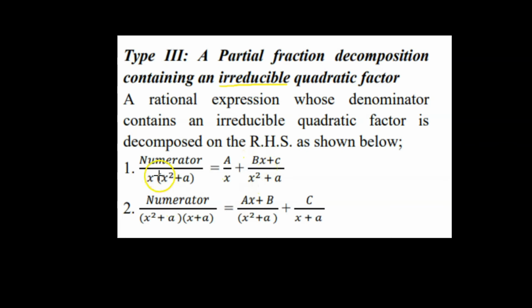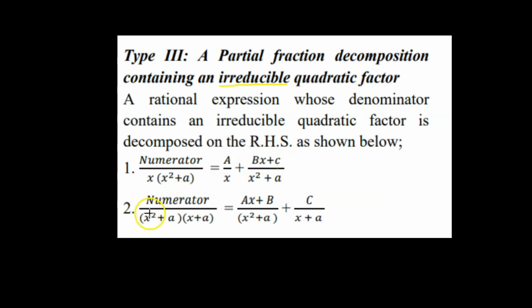So in this scenario, because we had one factor as linear and the other as x squared plus a, which is an irreducible quadratic factor, we first had to write the partial fraction for the linear factor, which is a over x, and then the partial fraction for the quadratic factor, which is irreducible. So that was bx plus c all over x squared plus a. Because we've used a already, we can't use a again in the next partial fraction. So that's why we continue with the letters bx plus c.